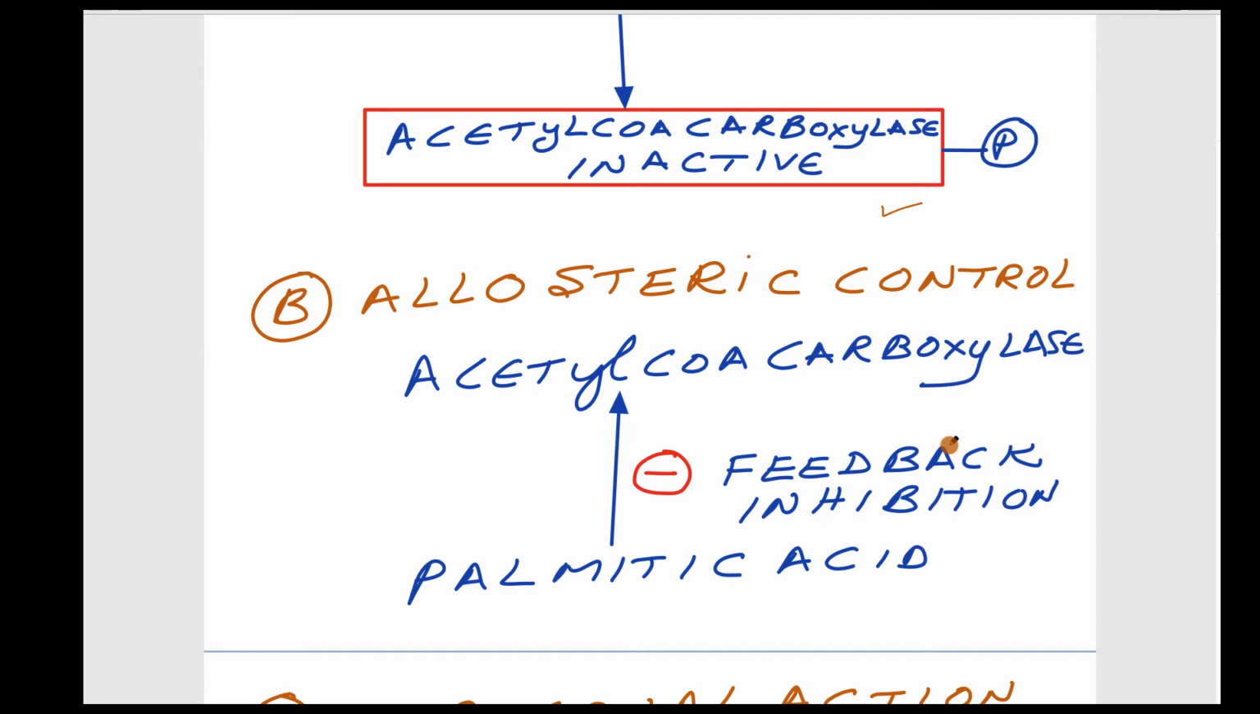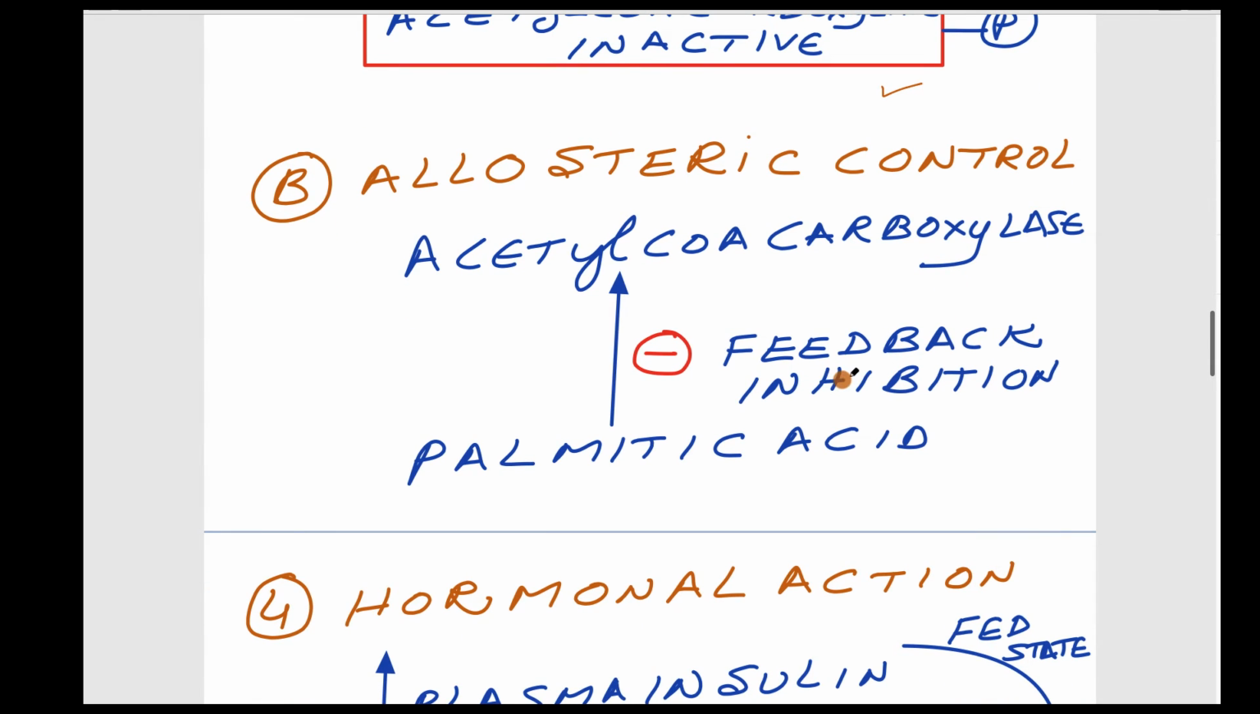Allosteric control: acetyl coenzyme A carboxylase is also regulated by allosteric control. The feedback mechanism works in this aspect. Palmitic acid is the end product, which inhibits acetyl coenzyme A carboxylase through feedback inhibition.